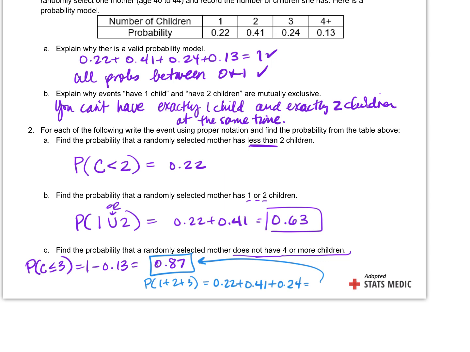Okay? With a small set like this, neither one is hard, but when you have a large set, sometimes it's easier just to do the complement thing. Are we good? Easy enough, right?